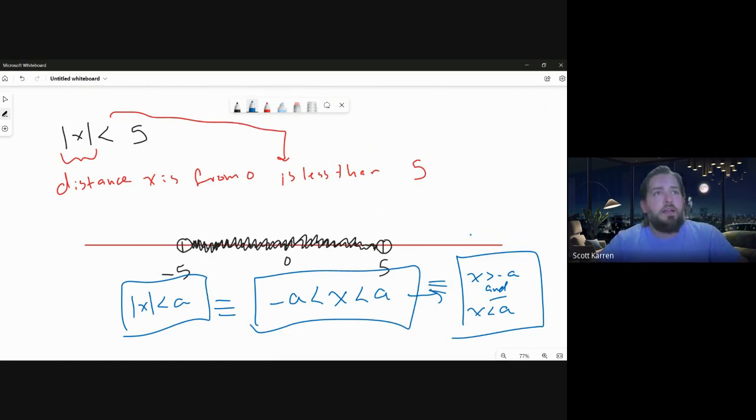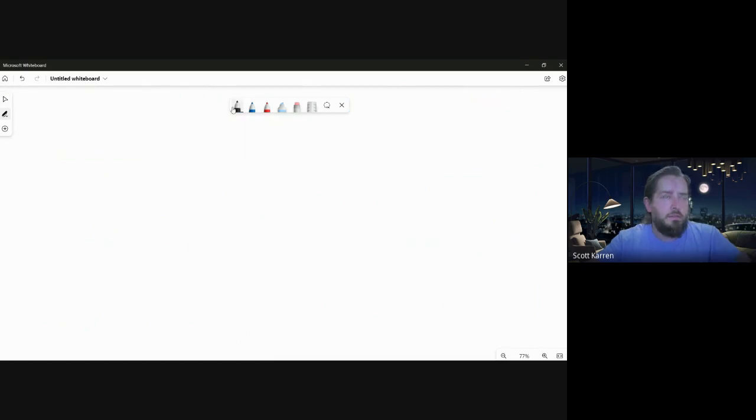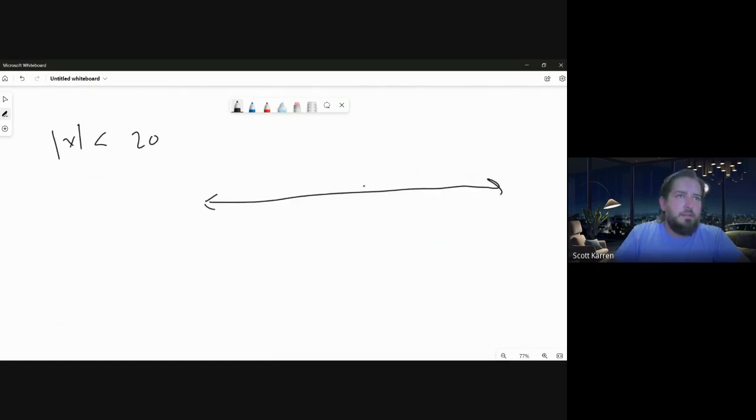So if I go to graph something like, say, the absolute value of x is less than 20, that means I'm going to come in here. There's 20. There's negative 20. There are going to be opens there. And then it's just everything in the middle, right?